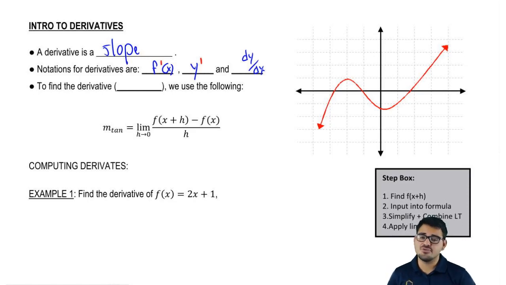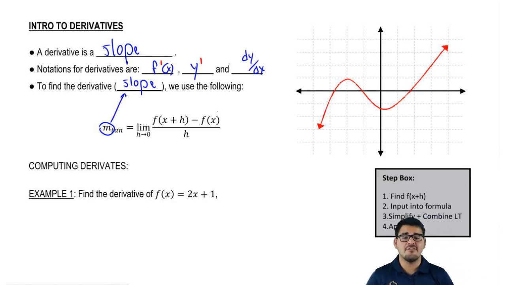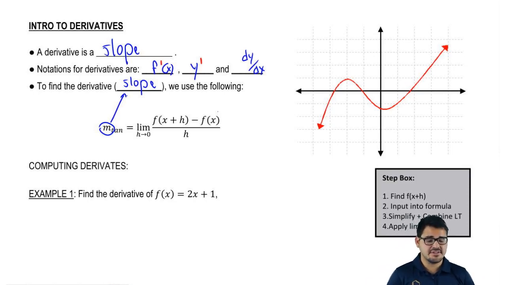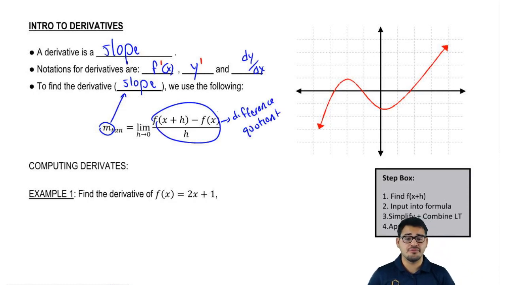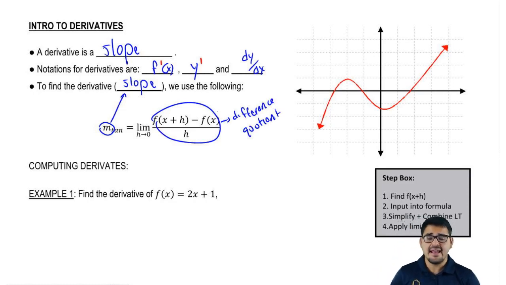So let's say that to find the derivative or the slope, which is the same thing, we use the following. M tangent, and by M we refer to the slope, tangent, is equal to the limit as h approaches 0 of f of x plus h minus f of x over h. So this right here we refer to as the difference quotient, which we've already gone over before. We've done some examples on what the difference quotient is and how to compute it. But now we're going to be combining the difference quotient and limits together to find this so-called thing, a derivative.